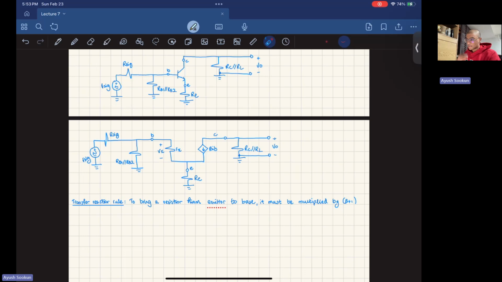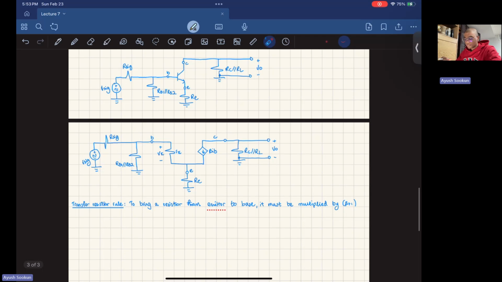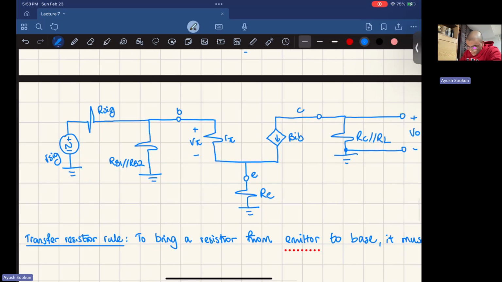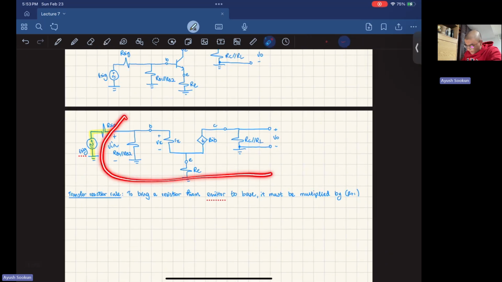You have to trust and accept the way this works, there is no proof, it's beyond the scope of this class, and just use it. Okay, it's going to make your life much easier. And like we said before, our Vn is right here, so we can ignore this part of the circuit temporarily, and we'll focus on this part of the circuit right now.